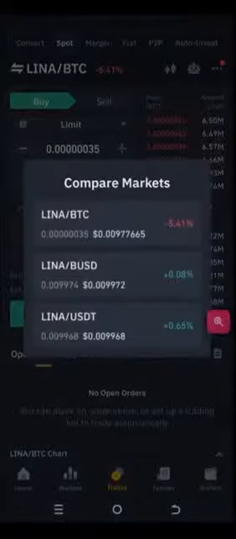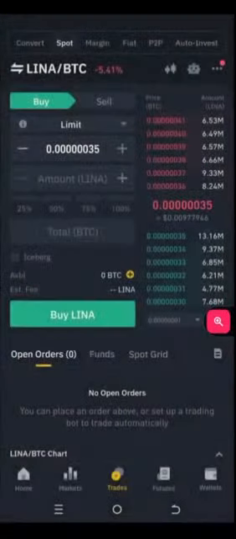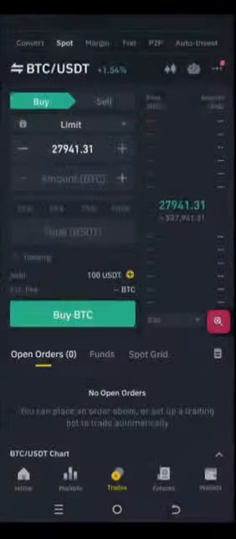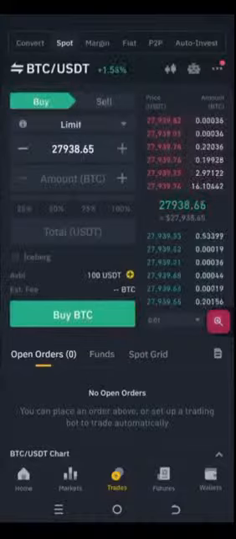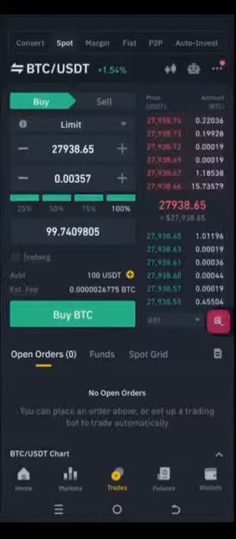So you can see that in the compare markets, we've got Lena BTC at 0.009777, and we have Lena USDT at 0.0099. So obviously we have to start with BTC. For us to do that, we need to quickly go and buy BTC. But let's do that with simulation first, okay? So let's go over to BTC, and we're just going to pick up $100 worth and see how this is going to play out. Oh, it's only picking up 99.74. No problem. We'll work with that.